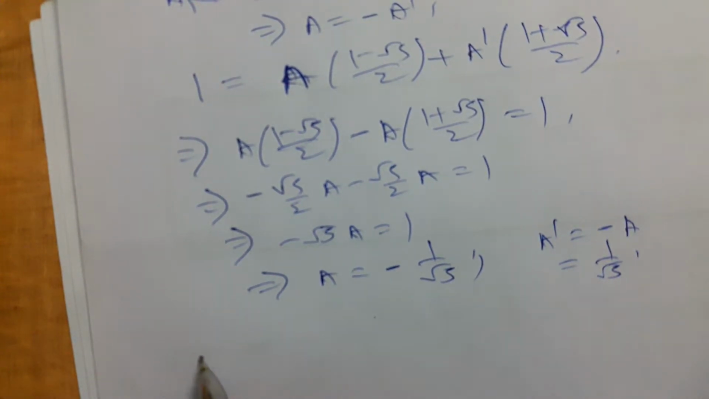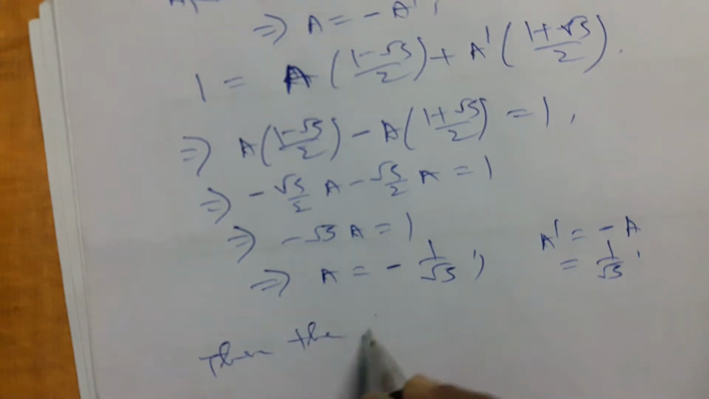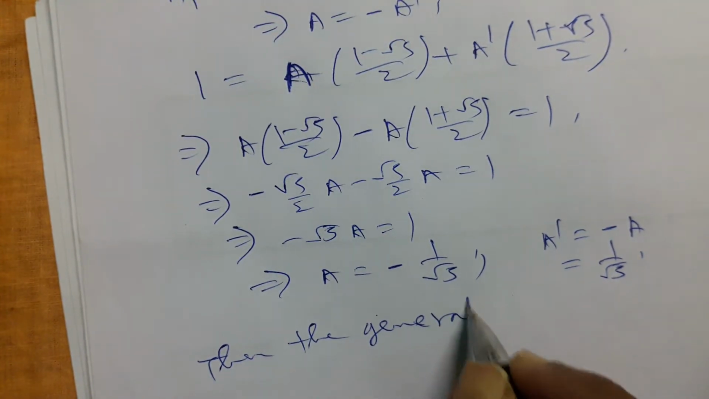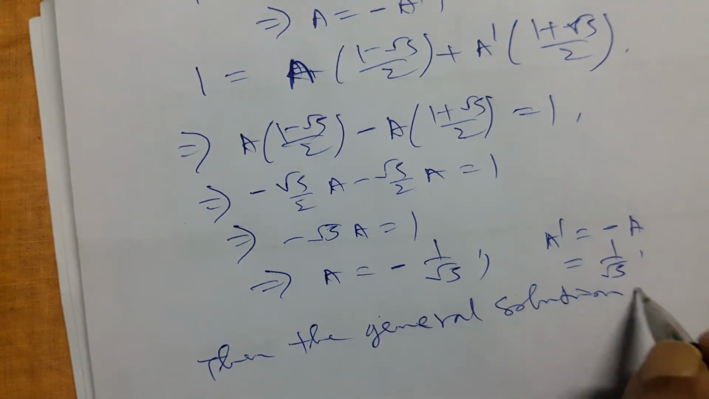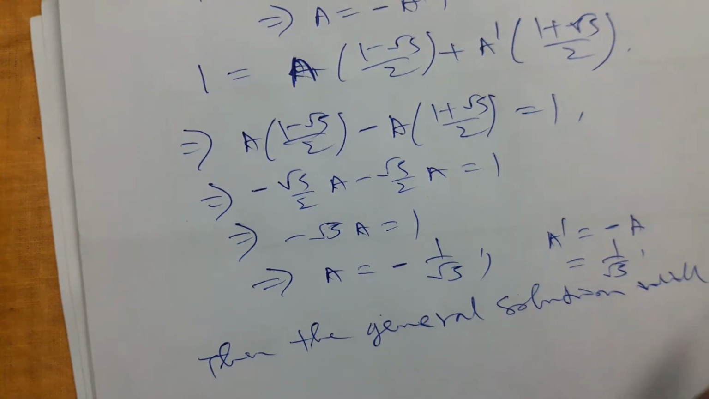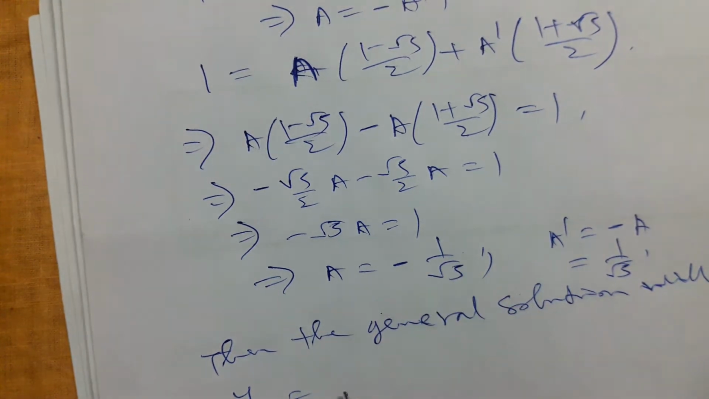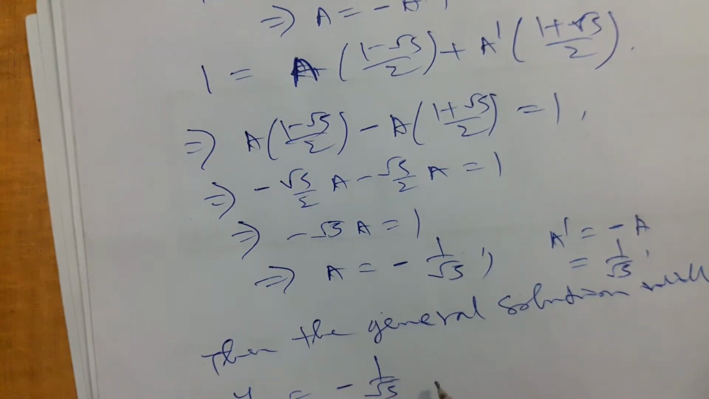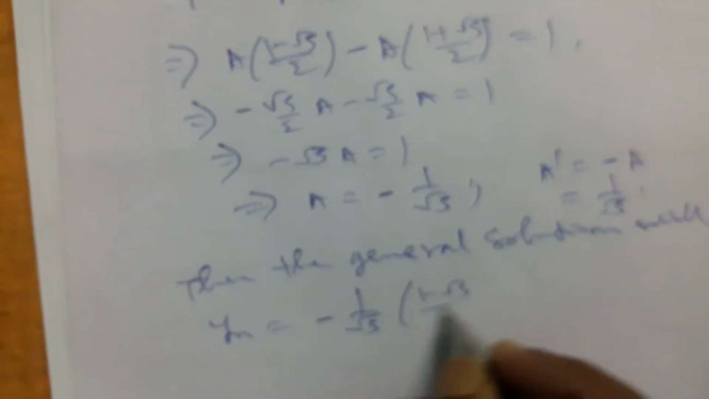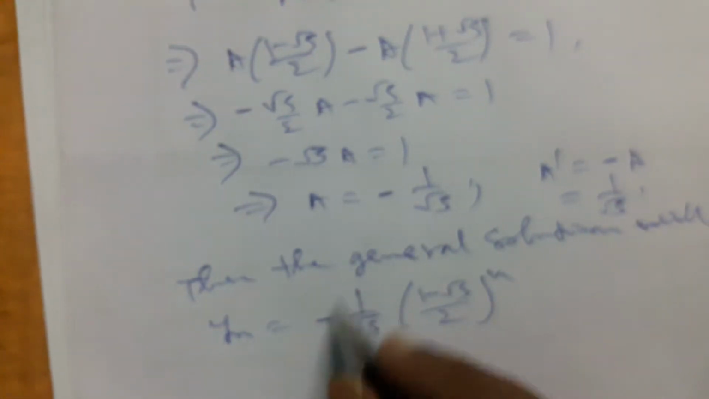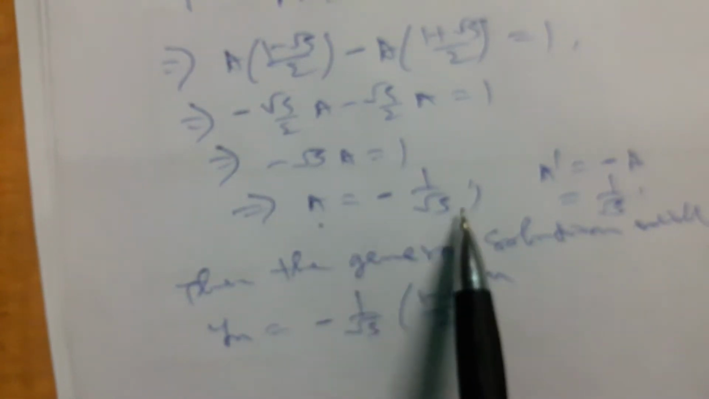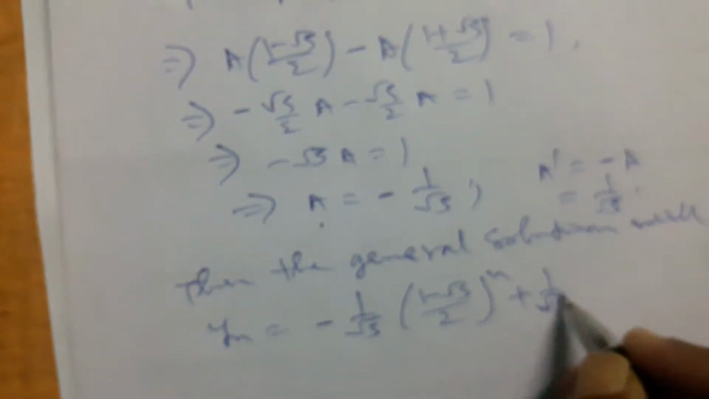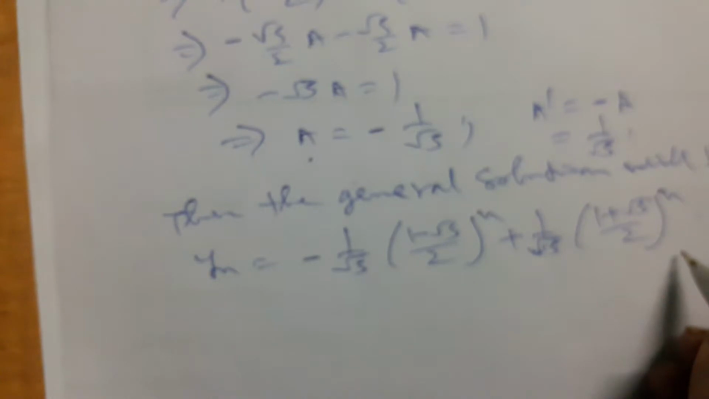Then the general solution will be y(n) equals minus 1 by root 5 times ((1 minus root 5)/2)^n, that is a lambda 1^n, plus 1 by root 5 times ((1 plus root 5)/2)^n, that is a' lambda 2^n. This is the general solution of these equations.